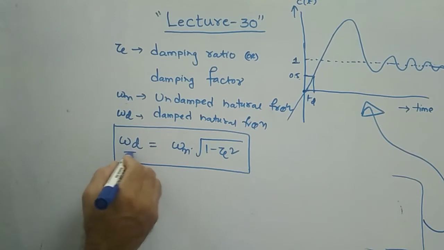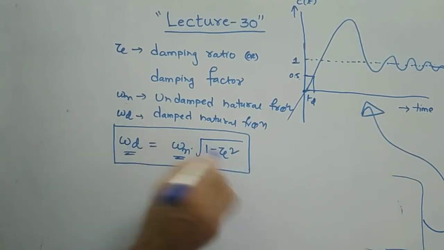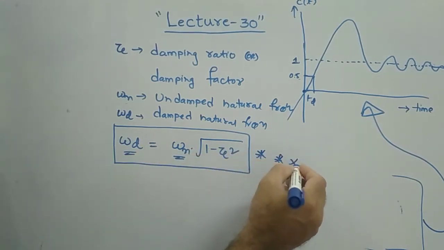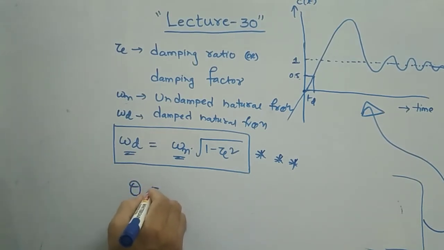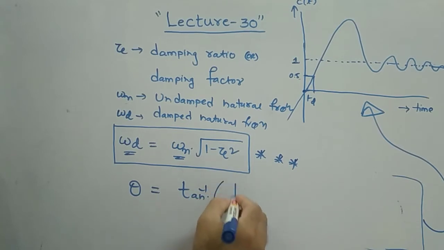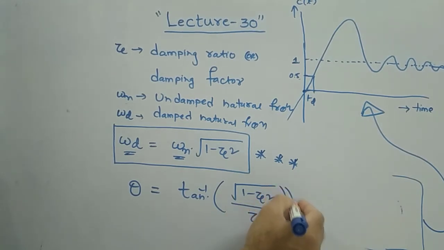This is the damped natural frequency. This is the undamped natural frequency. This is called the relation between these two. This is very, very important, this equation. And what is theta? Theta is equal to tan inverse of square root of 1 minus zeta square by zeta. This is what your theta value is.